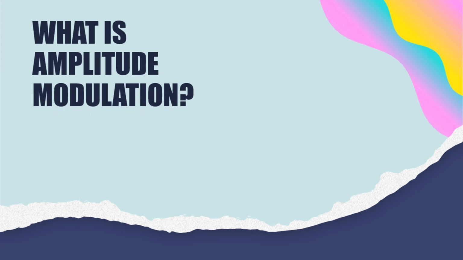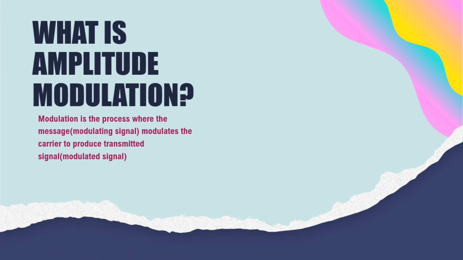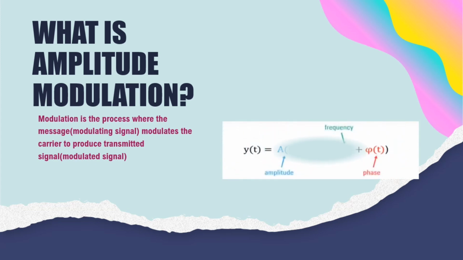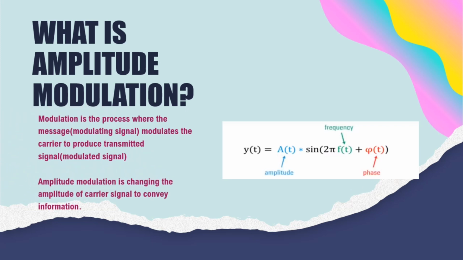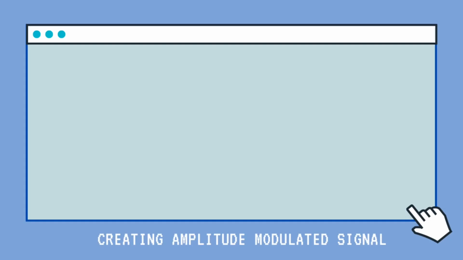What is amplitude modulation? Modulation is the process where the message or modulating signal modulates the carrier to produce the transmitted signal, or the modulated signal. This is the general equation of a sine wave, and there are three things we can change about it, which are its phase, frequency, and amplitude. Therefore, amplitude modulation is changing the amplitude of the carrier signal to convey information.